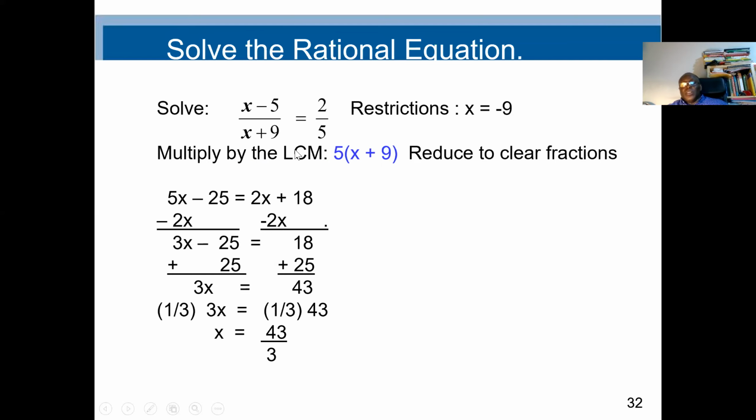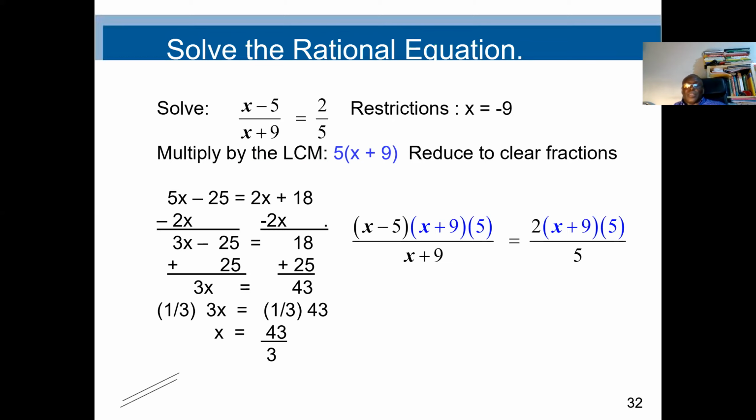So first 5 multiplied by x minus 5, and x plus 9 with the 2. So you get 5x minus 25 equal to 2x plus 18. I don't need the 2x, so I'll take it to the left side. So I'll get 3x minus 25 equal to 18. I don't need the 25. I take it to the right side, so I'll get 3x equal to 43. I multiply by 3x, so I divide by 3. I divide the other side, and I'll get 43 over 3.